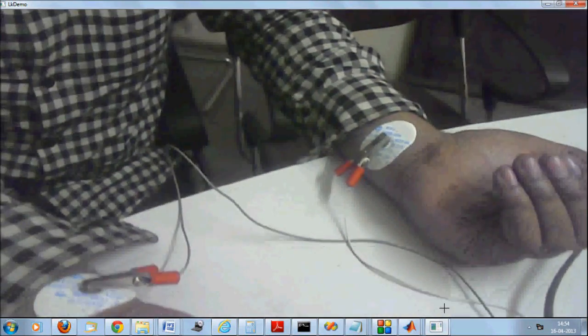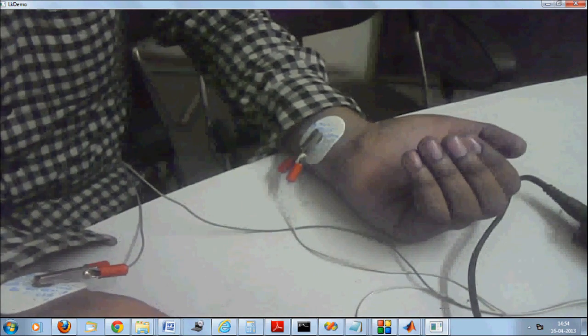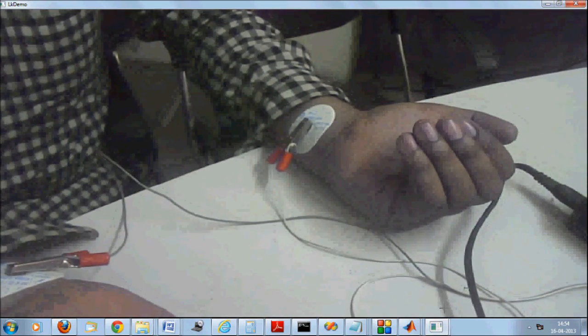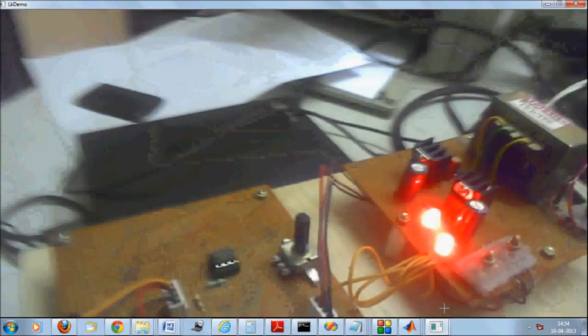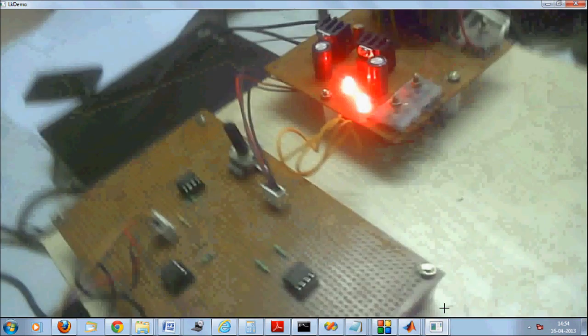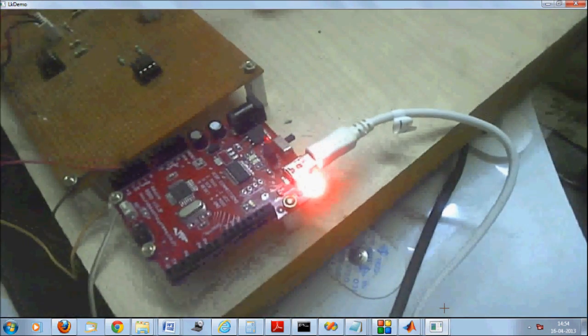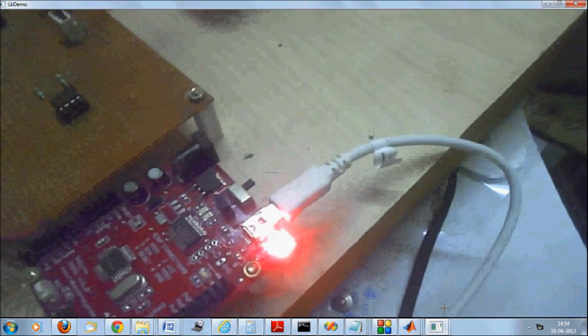Basically, two ECG leads are connected with two hands, taking one hand signal as reference and another hand signal as the main signal. This is given as input to my Arduino microcontroller. So the Arduino microcontroller works as a data acquisition circuit.